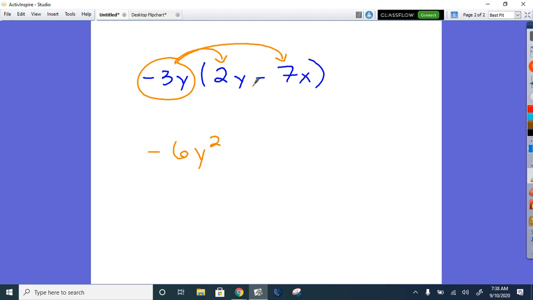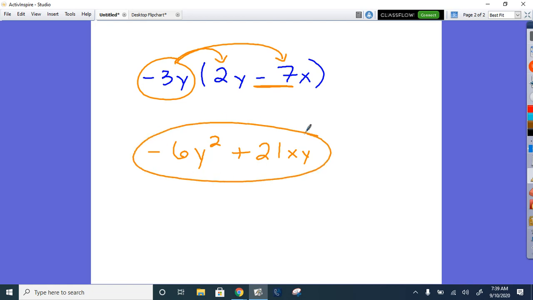Negative 3 times, again, this is where we always make our mistakes. We want to be very particular here, very specific. Negative times a negative equals a positive, and then 3 times 7 is 21. And then y times x, well, I don't have that y times y situation, so I'm just left with xy. Again, you look and see, can you combine in this case, where I have a y squared and then an xy? Those are not like terms. You are done.